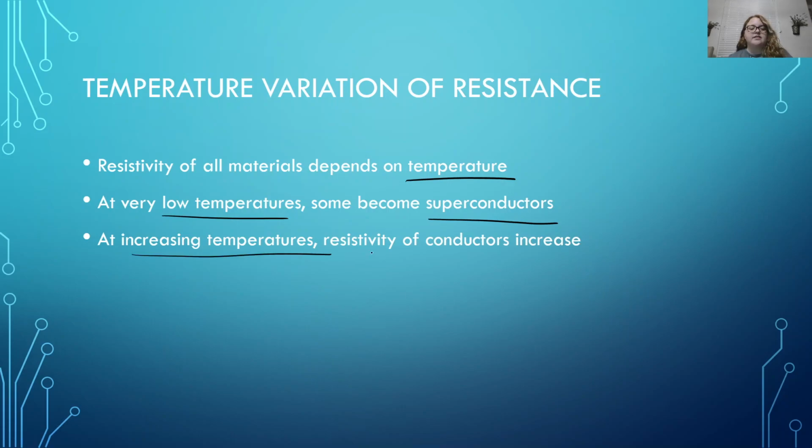And at increasing temperatures, the resistivity of conductors increases. So at low temperatures, resistivity decreases. At high temperatures, or increasing temperatures, resistivity will increase. This is the basic concept that I am going to be looking for you to know, but I'm not going to go into the mathematical details of this. It is in the textbook, but I am not worried about it. I just want you to understand: low temperatures, resistivity decreases. Higher temperatures, resistivity will increase.